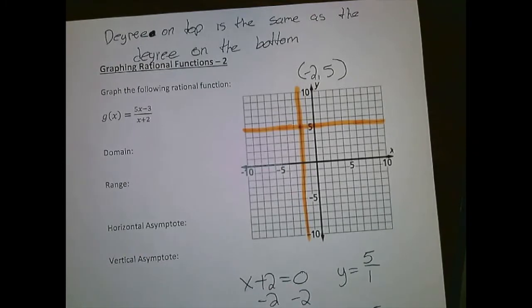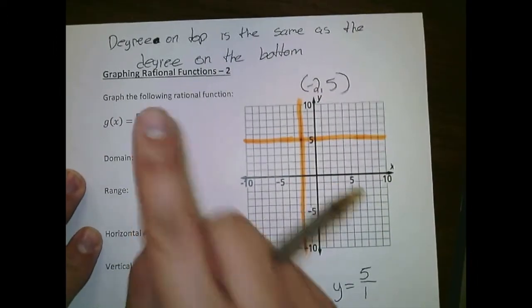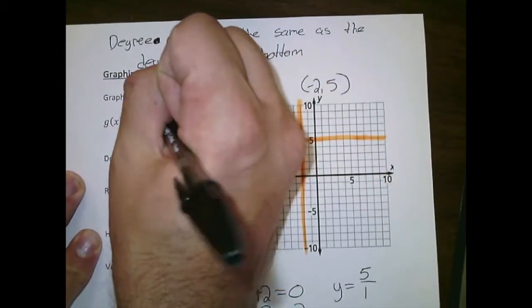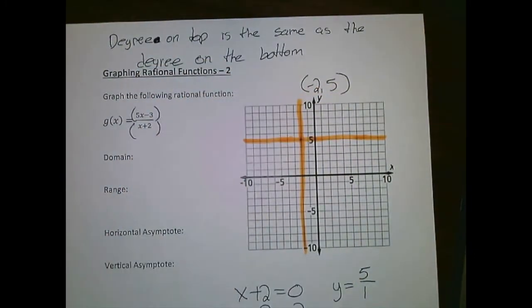Another way is you often have a graphing calculator available to you. So what I'm going to do is take this and throw it in a graphing calculator, but I do want to be careful. Put parentheses around the top and put parentheses around the bottom when you have multiple terms there.